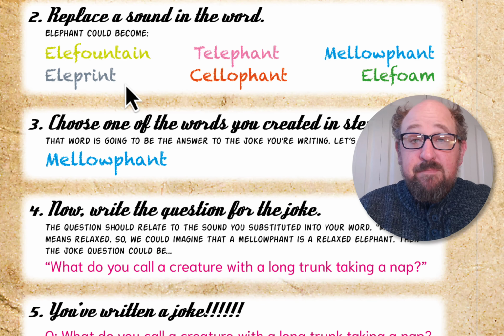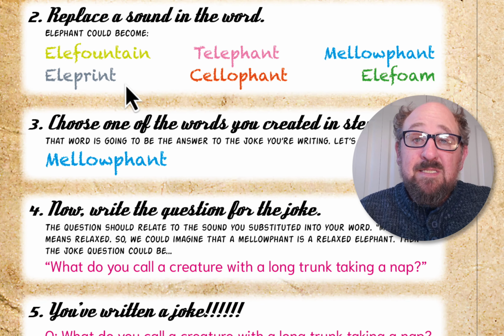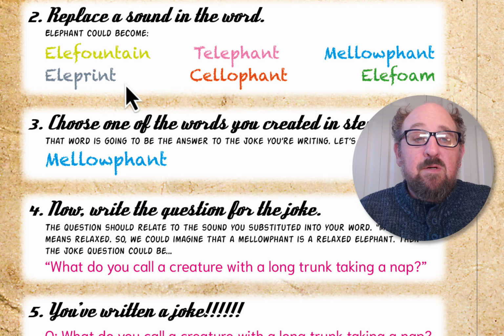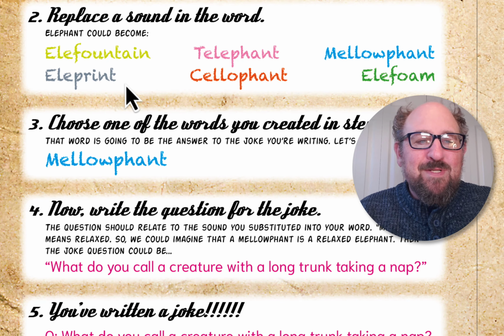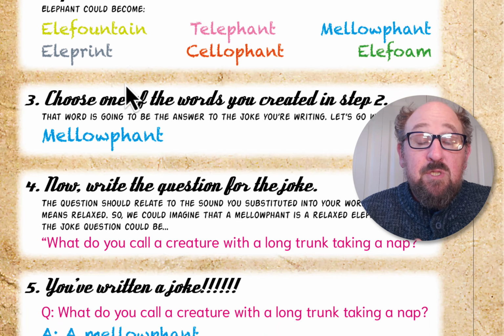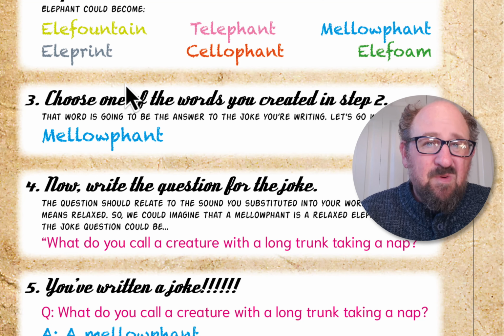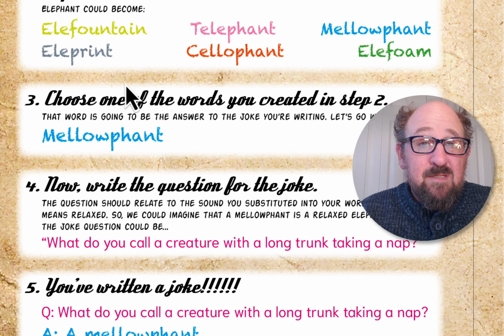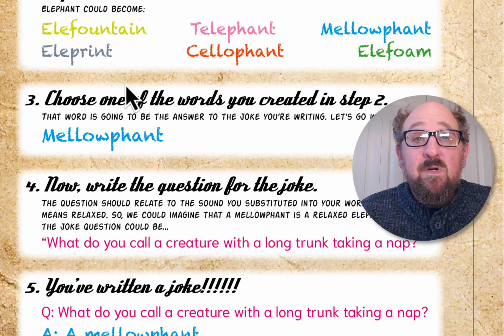Excuse me. Step 2 is replace a sound in the word. So what are the examples I have? Elephant, eleprint, telephant, cellophant, mellophant, or elephone. Okay, let's go to step 3, which is choose one of the words you created in step 2. This step is so easy. You just got to choose one. So I went with mellophant.